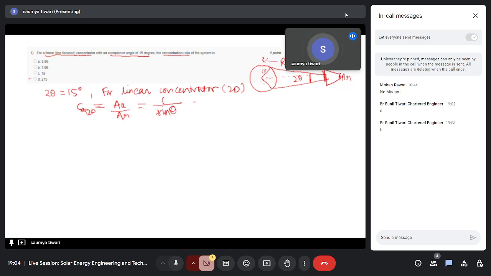So if we solve this, it will be 1 by sine theta. Now your theta will be 15 by 2, so it will be 7.5 degree. So it will be sine 7.5 degree, which, if we solve this, I think will come to 7.66. So that will be your answer. So the correct answer will be option B.